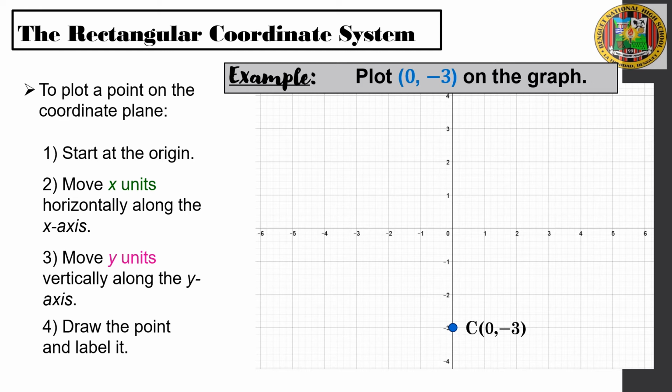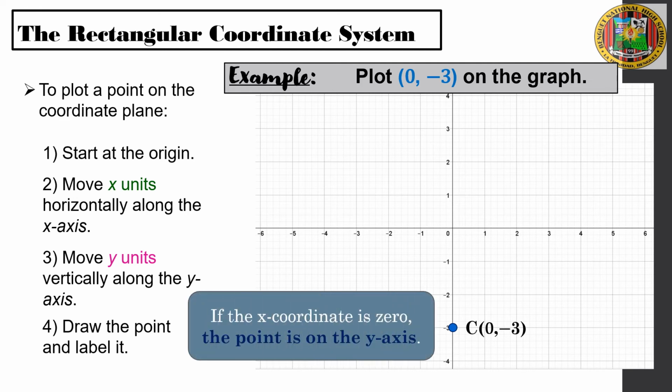Take note that if the x-coordinate is 0, the point is not on any quadrant, but it's on the y-axis.